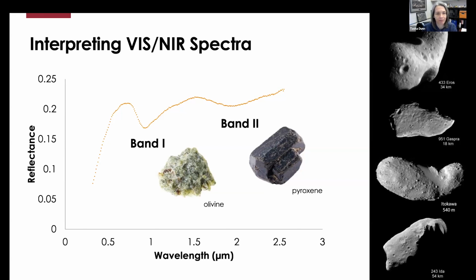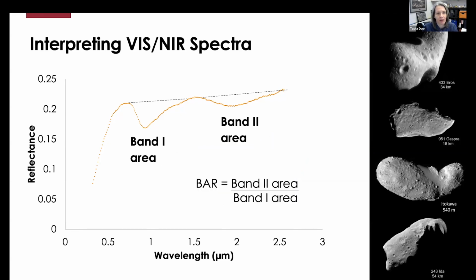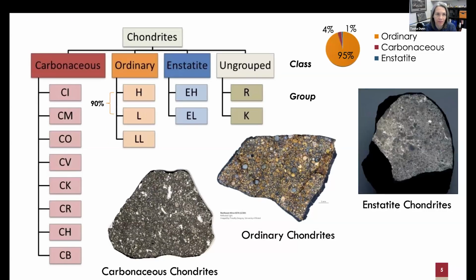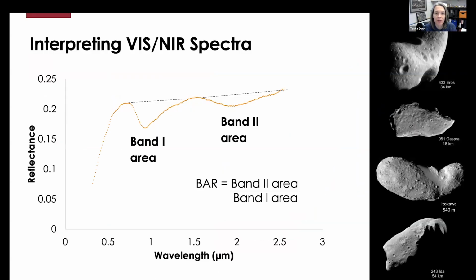Next slide, please. Band area is another useful spectral parameter. The area of each band is determined by drawing a straight line, as you can see here, tangent to the peaks on both sides of each band, so band 1 and band 2. And then we determine the area between the straight line and the spectrum. The band area ratio can be used to estimate olivine and pyroxene abundances in asteroids and meteorites, as first demonstrated by Cloutis in 1986. Next.